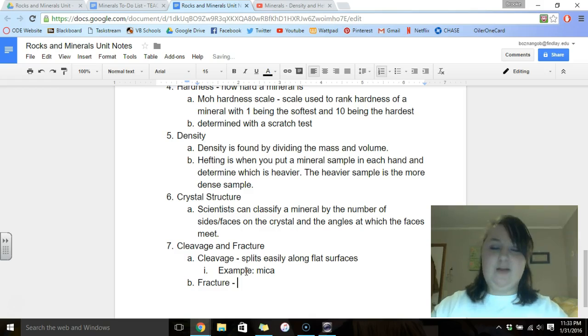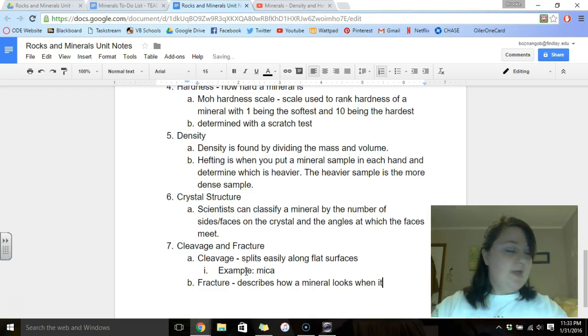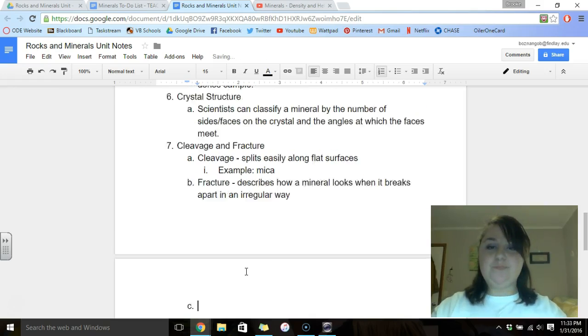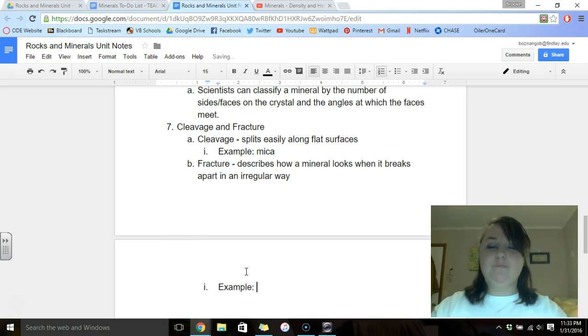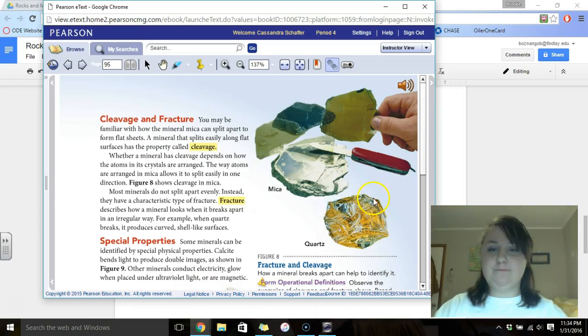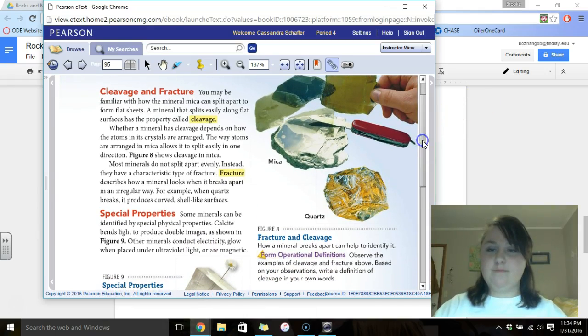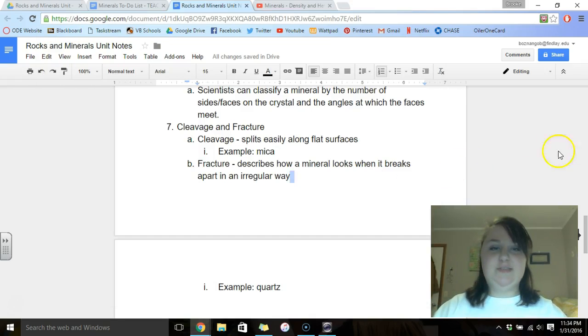So the next word is fracture. And fracture describes how a mineral looks when it breaks apart in an irregular way. And their example was quartz. It says when quartz breaks, it produces curved, shell-like surfaces.